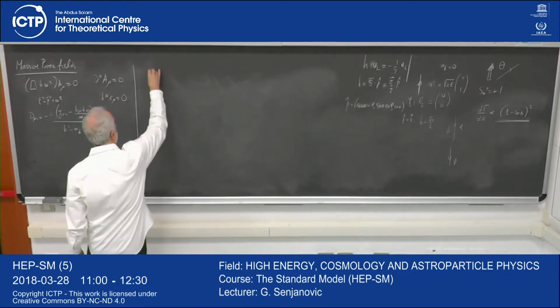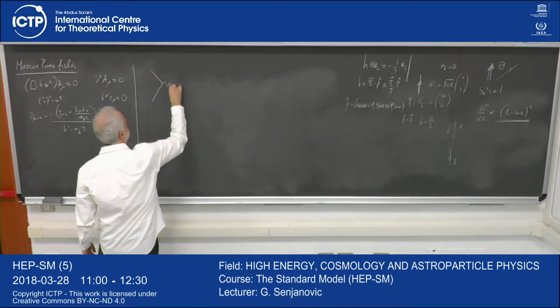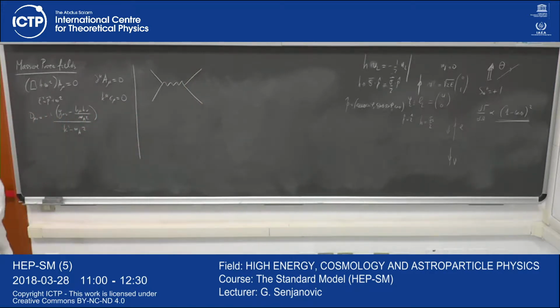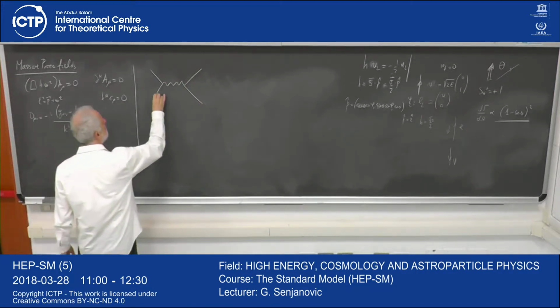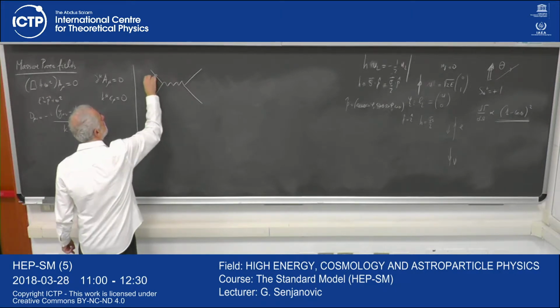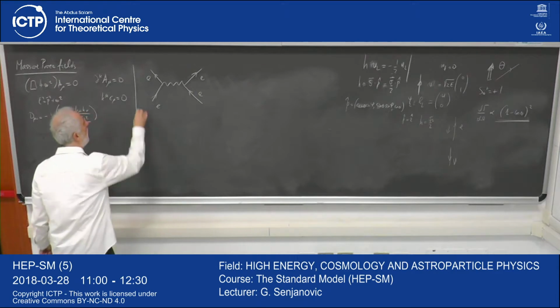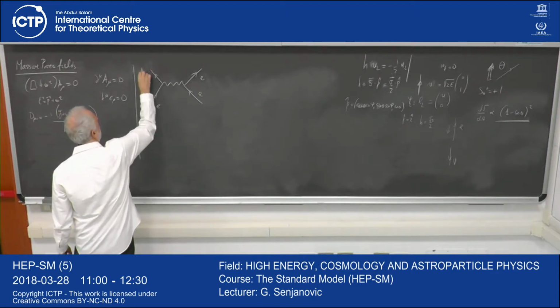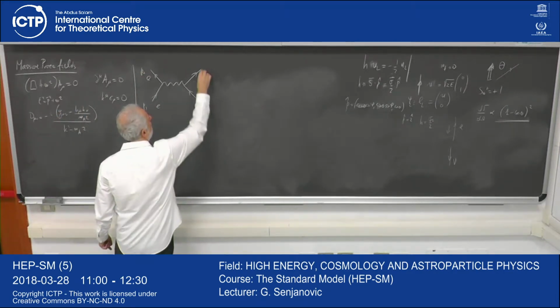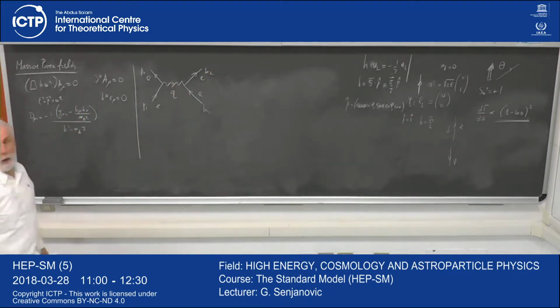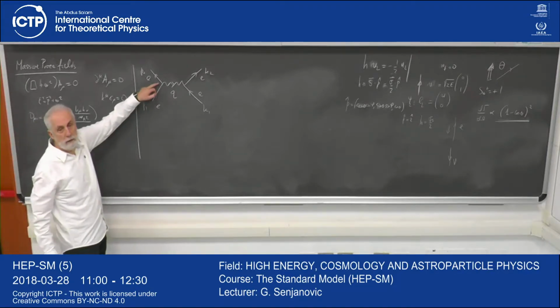So imagine that I look at the scattering of electrons. Let's say one enters with momentum P1 that becomes P2, the other K1 that becomes K2. What propagates here is momentum q. How would I compute this amplitude?